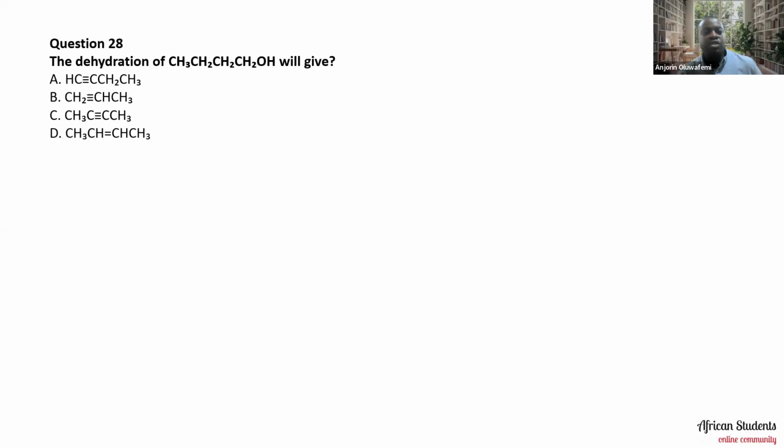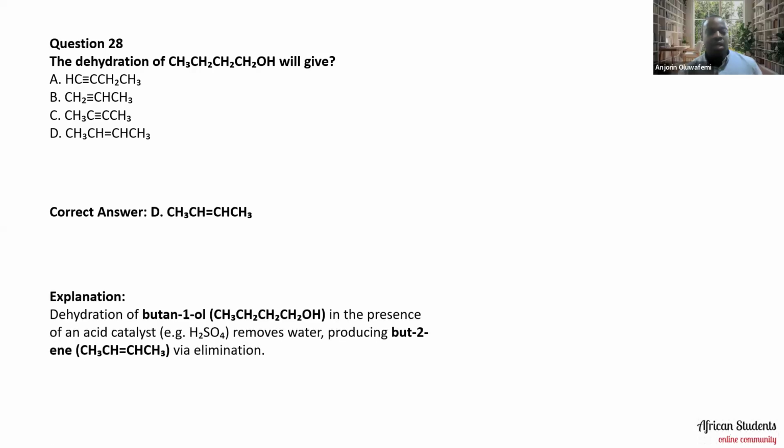The dehydration of CH3CH2CH2CH2OH will give us what? Is it option A, option B, option C, or option D? The right answer to this is option D, CH3CH=CHCH3. Dehydration of butan-1-ol in the presence of an acid catalyst, e.g. H2SO4, removes water, producing but-2-ene, which is CH3CH=CHCH3, through an elimination process. Okay.